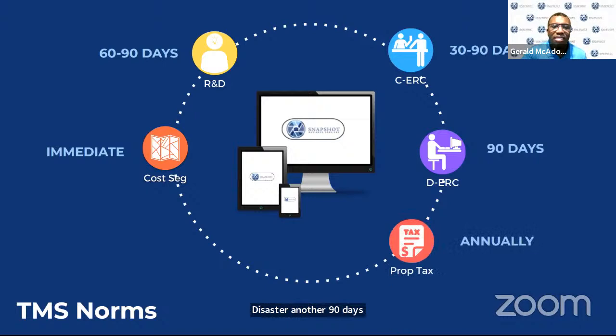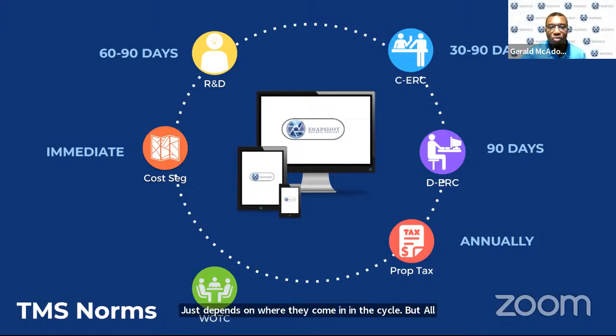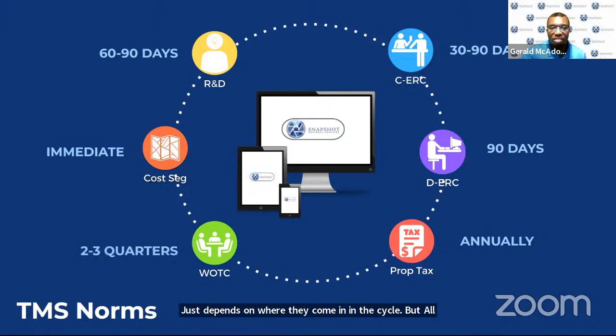And for property tax, most municipalities do this once a year. So maybe this could be in a month. If that's when they join our platform, maybe it's 11 months and 29 days. It just depends on where they come in the cycle. But all of this just continues to feed your business, your services, on a continual basis. So again, missing out on the opportunity, this could be a big mistake, huge.